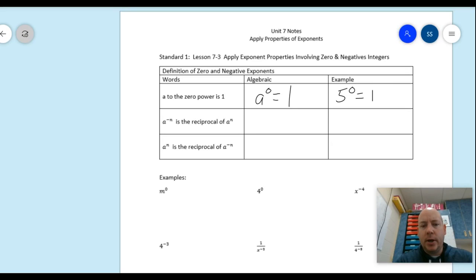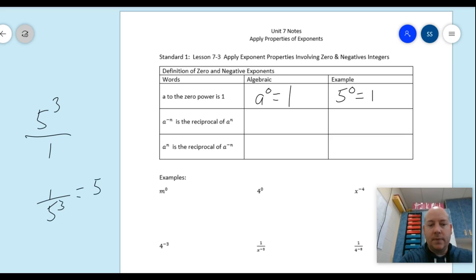Our second rule is with negative exponents. So a to the negative n power is the reciprocal of a to the n power. Again, if we think about 5 to the 3rd power, if I write that as a fraction, that'd be over 1. So the reciprocal of that would be 1 over 5 to the 3rd, which is equal to 5 to the negative 3rd power.